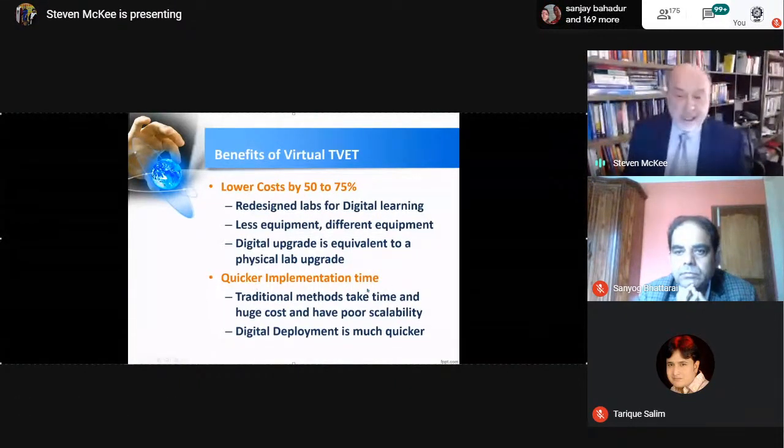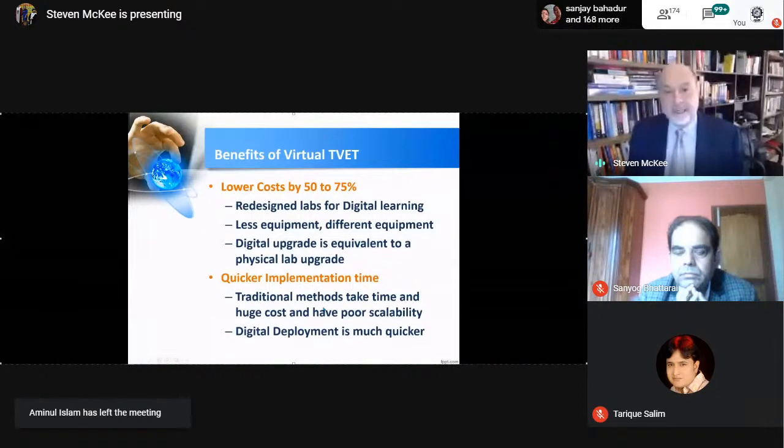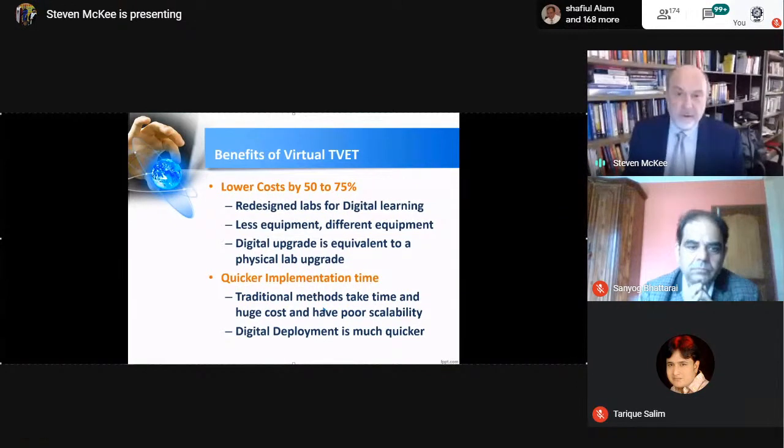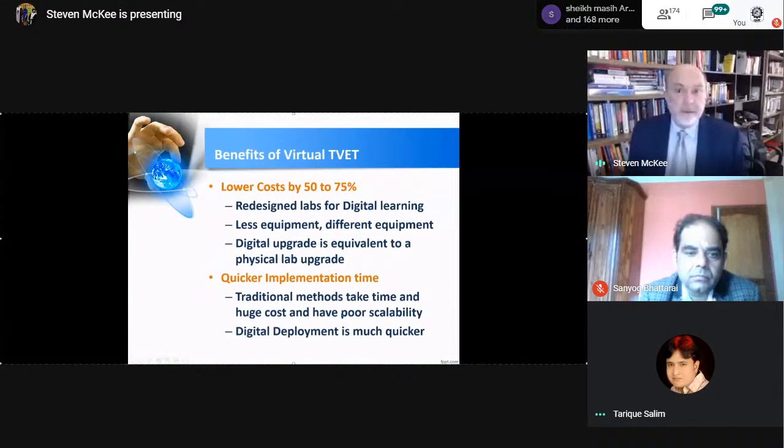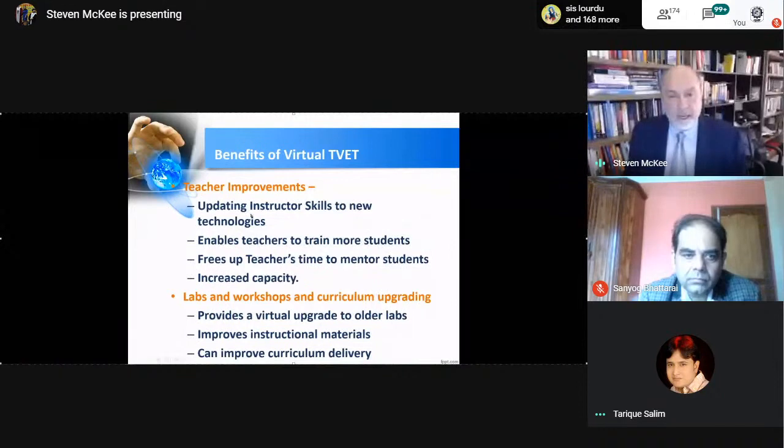Quicker implementation time. If you build a new school, it can take 3, 4, 5 years. If you build 100 new schools, it can take you a couple decades to do that. Digital can be deployed very quickly. Within 1 year, you could do 100 schools and deploy that and train the staff up in there. It helps the teacher.